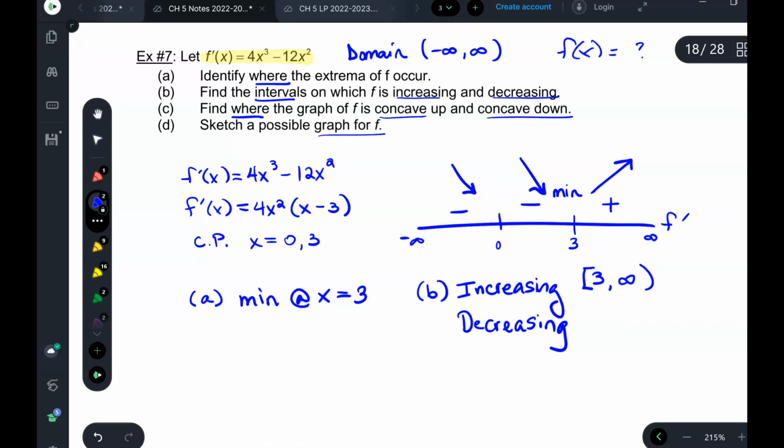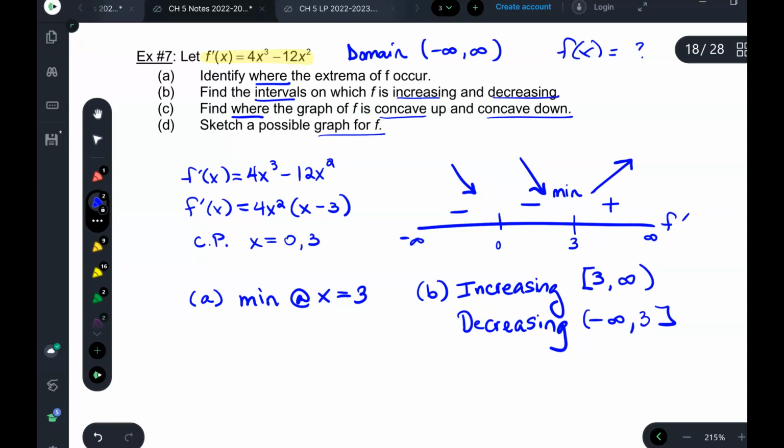All right, decreasing. Now, don't stop at 0. If 0 was something we were excluding from the domain, like if there was a removable discontinuity or an asymptote or something, but we don't have any of that, so we just write negative infinity to 3.